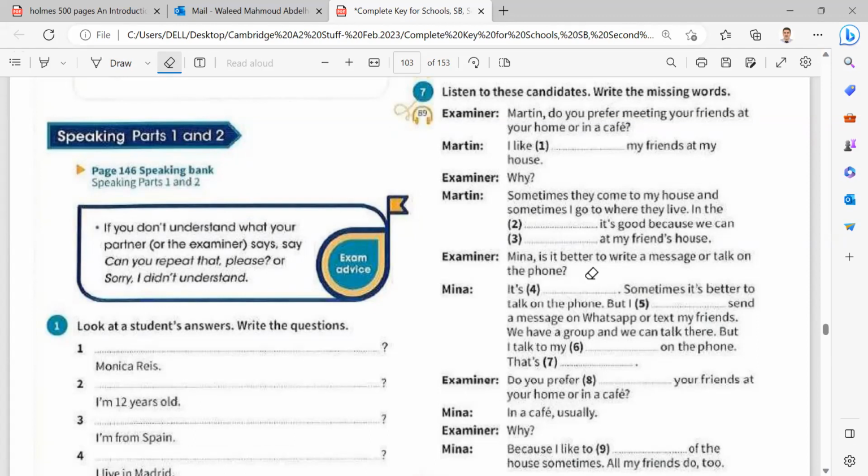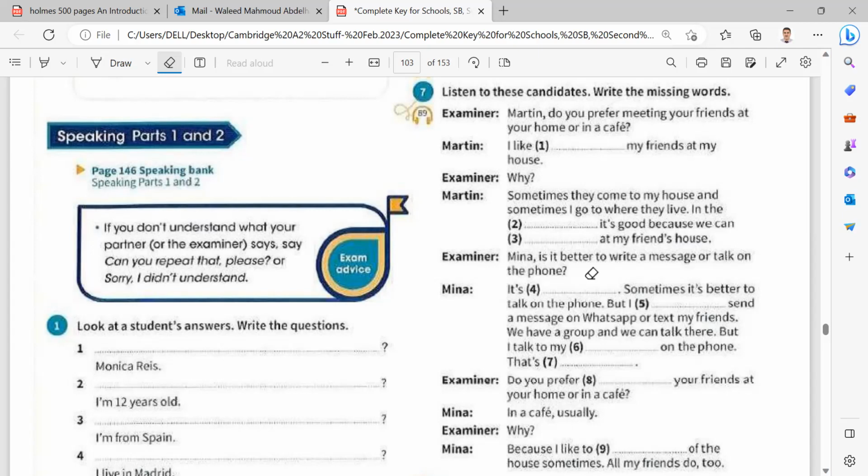Mina, is it better to write a message or talk on the phone? It's different. Sometimes it's better to talk on the phone, but I usually send a message on WhatsApp or text my friends. We have a group and we can talk there. But I talk to my grandma on the phone.